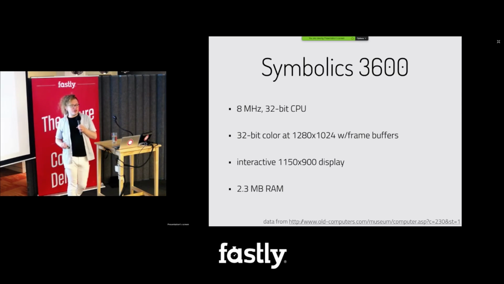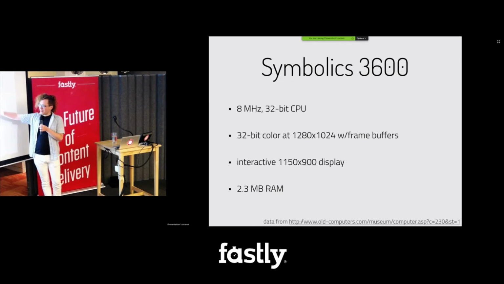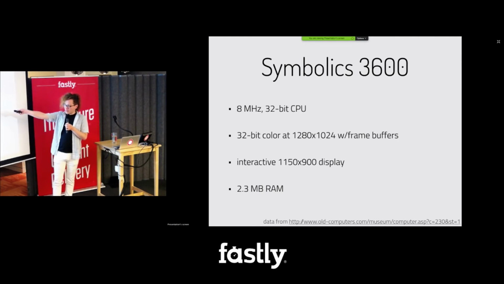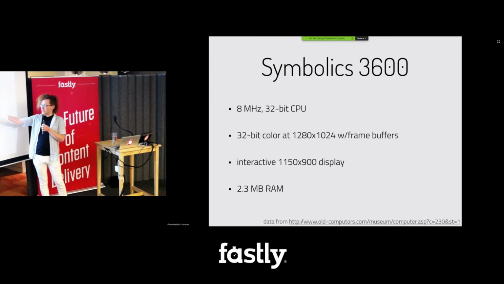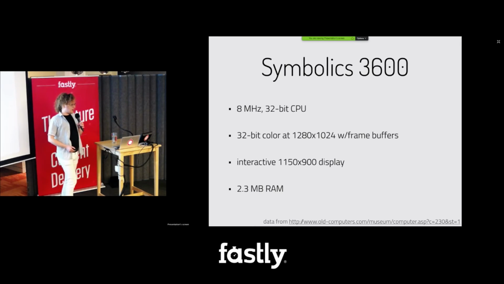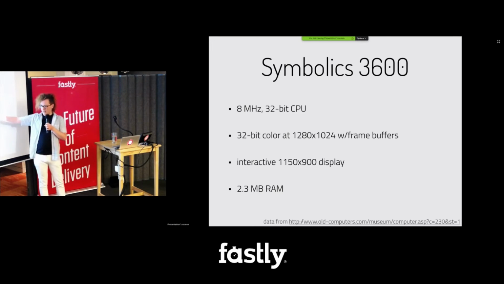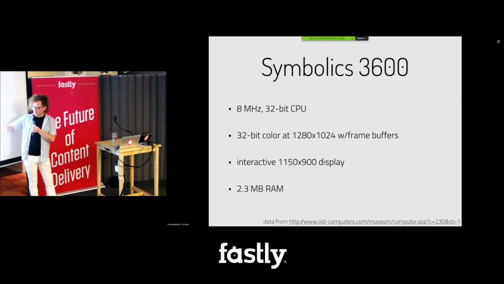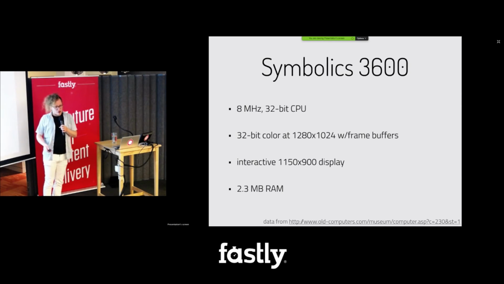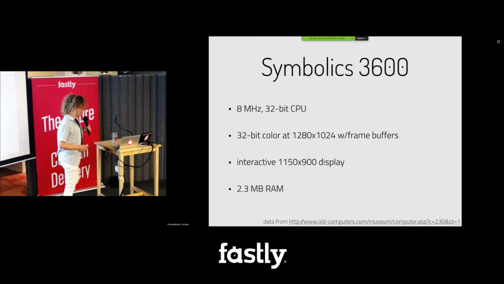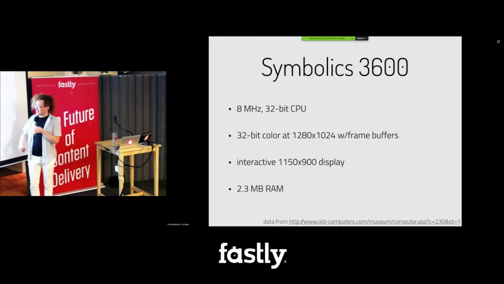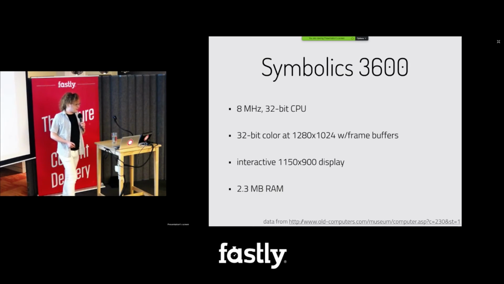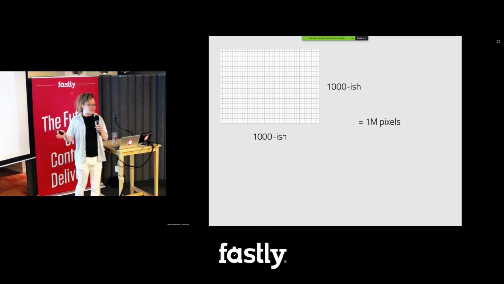And it had 2 different ways of supporting displays. So it had this 32-bit color display at a relatively large resolution with dedicated frame buffers. This is actually quite high for the time, if you know anything. It also had a fairly large interactive display, which you might think, aren't all displays interactive? But we'll get to that in a second. So look at these numbers for the resolution. And the key thing here is to note that they're approximately 1,000 by 1,000-ish.